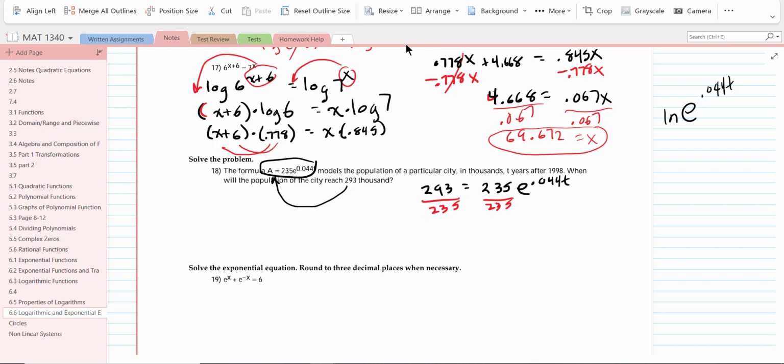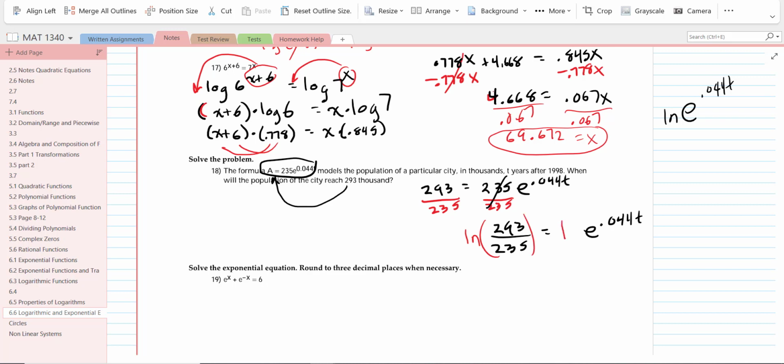Now you could take your calculator and take 293 divided by 235 if you want to. I'm going to choose not to do that, but that's your call. If you want to get decimals now, you can. I try to do as much of my calculator work at the very end of the problem. Okay, now I'm going to take ln of both sides.